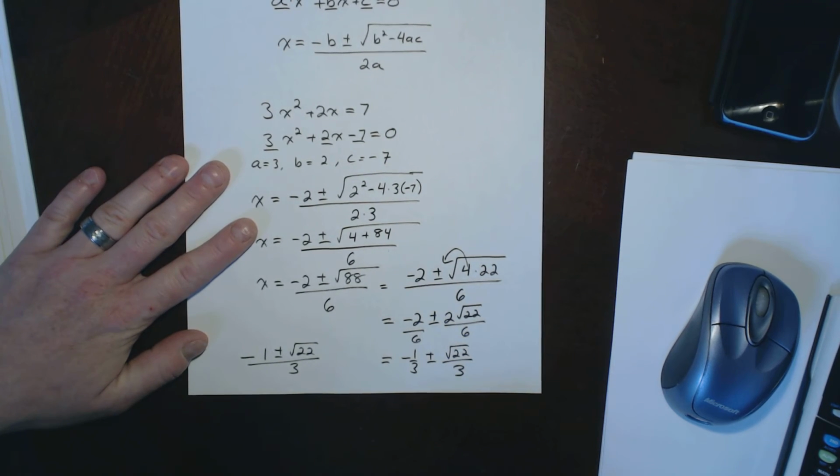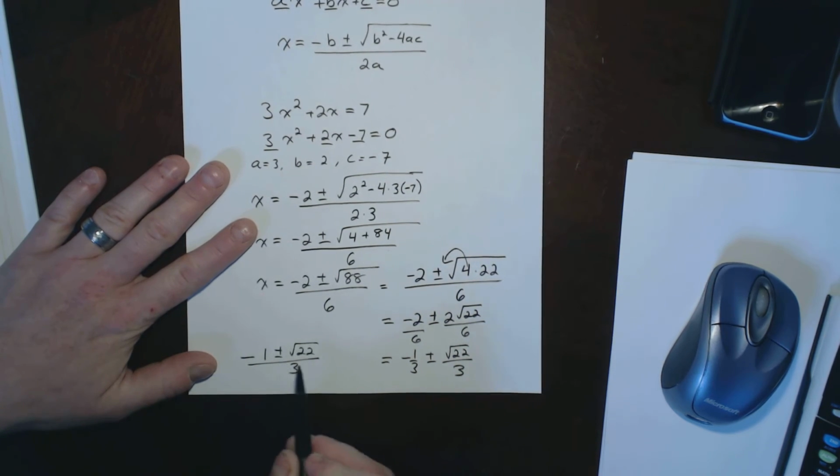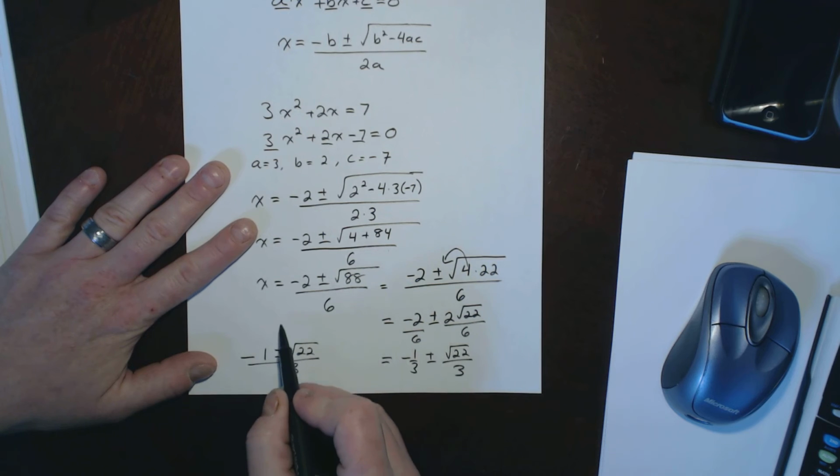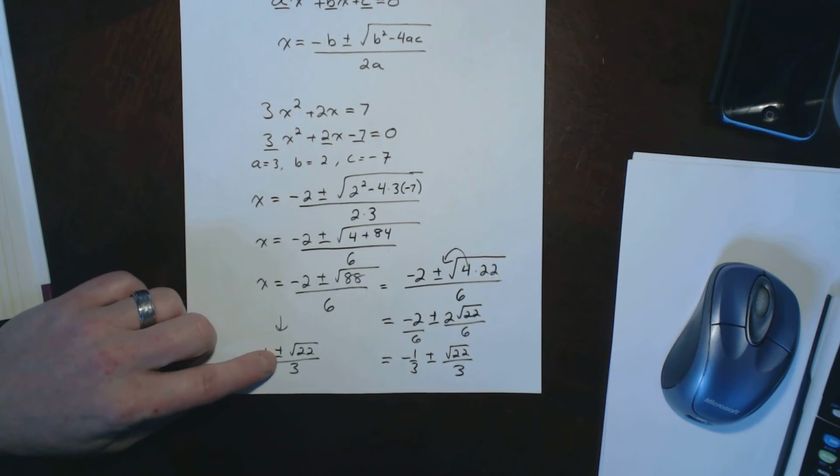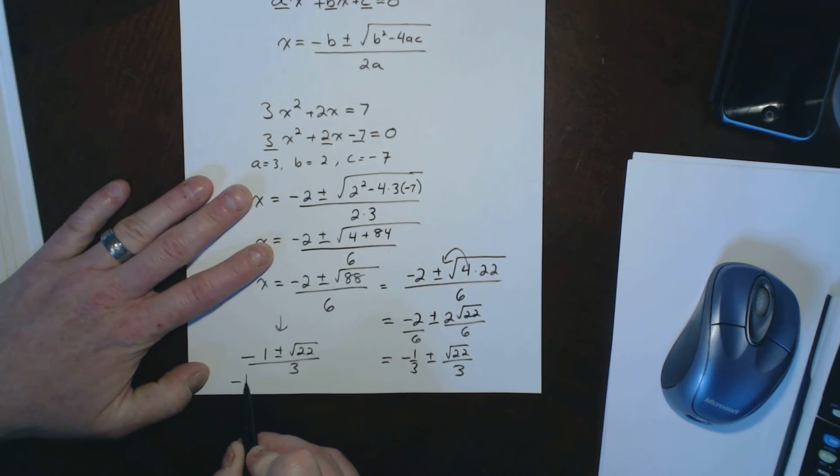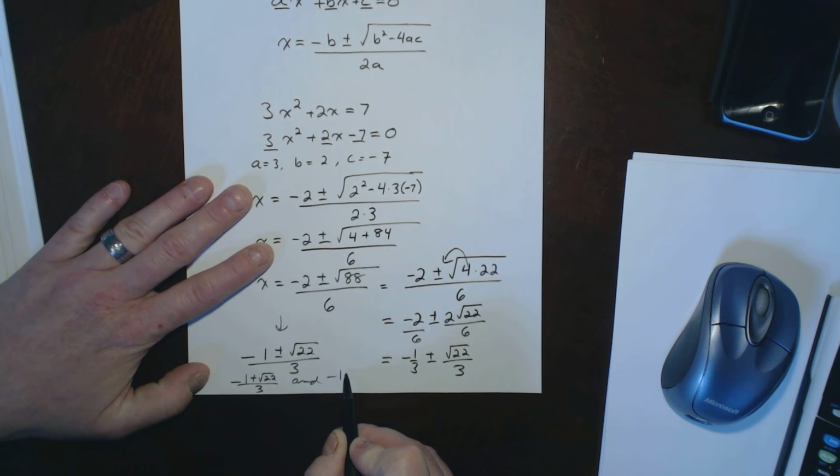If you're entering this into your computer software, as far as your solution goes, you need to make sure that you enter in both solutions. There's two solutions here, the plus and the minus. So we have minus 1 plus root 22 over 3, and we have minus 1 minus root 22 over 3.